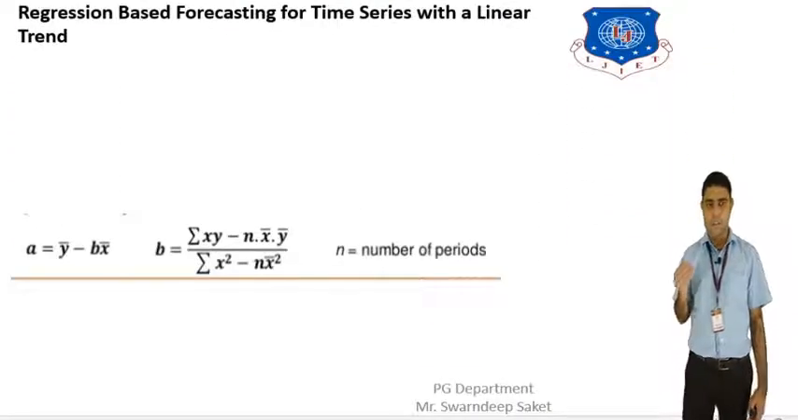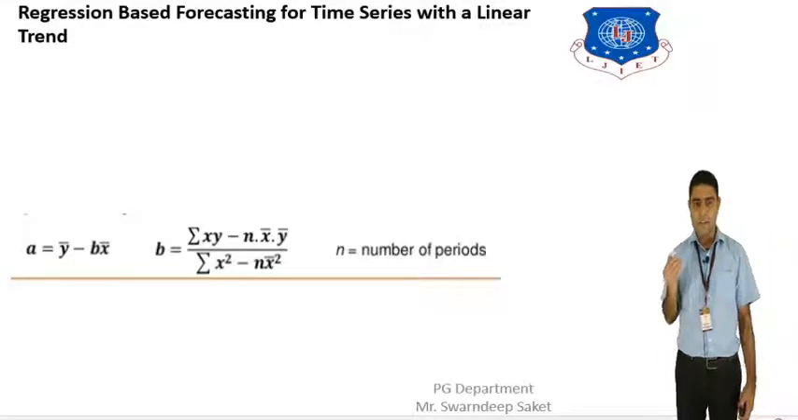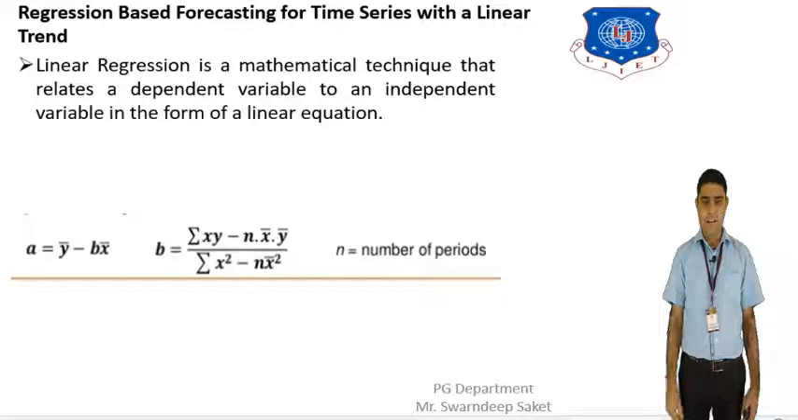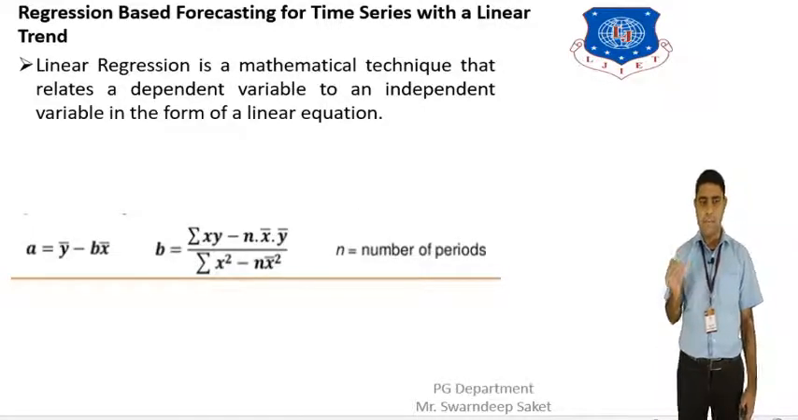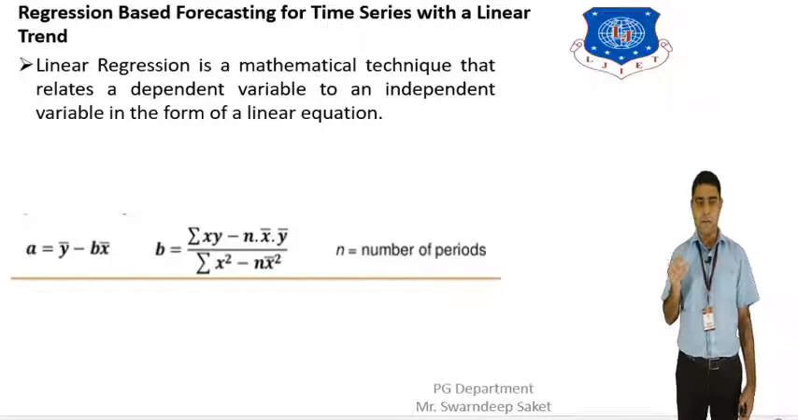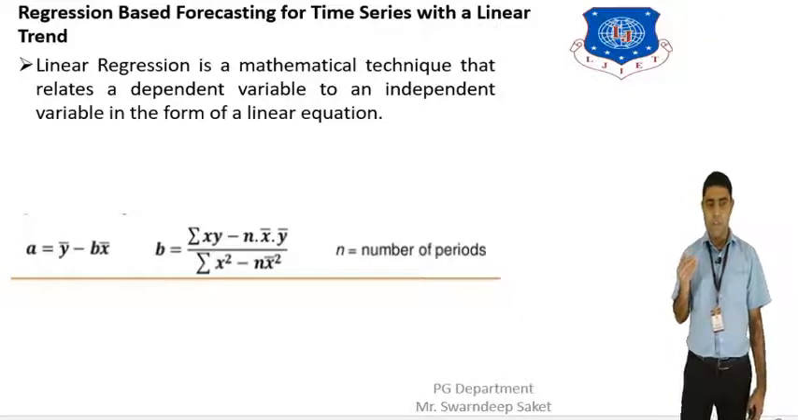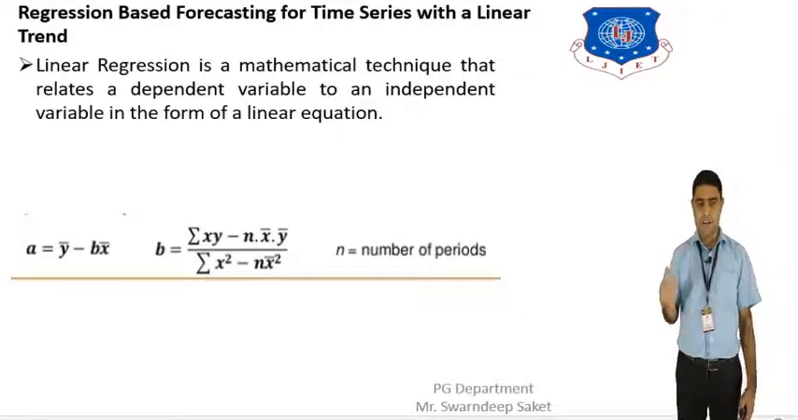Now we will see the regression based forecasting technique for the time series with the linear trend. Linear regression is a mathematical technique. It is dependent on two variables, the dependent variable as well as the independent variable, and it uses linear regression. Therefore, it is known as the linear regression method.